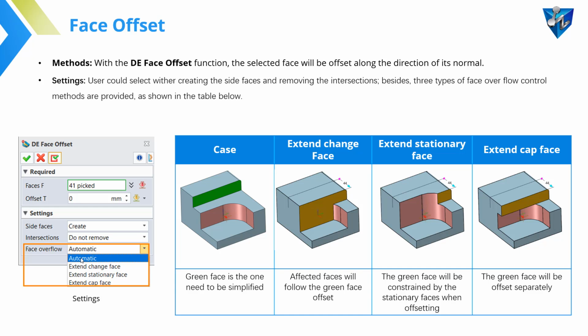The green face is the one that needs to be offset. With the option Extend Change Face, affected faces will follow the green face to offset. With the option Extend Stationary Face, the green face will be constrained by the stationary faces when offsetting. With the option Extend Cap Face, the green face will be offset separately.